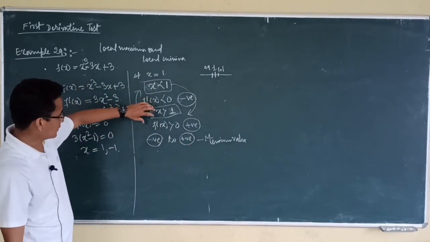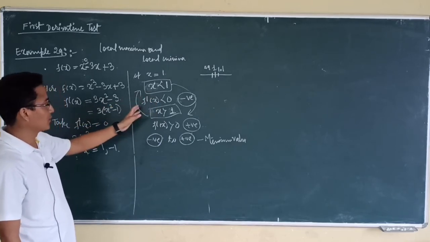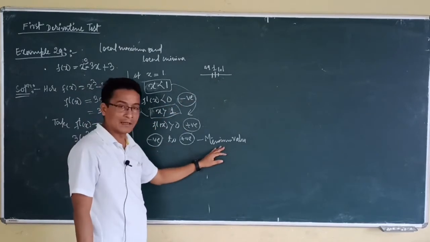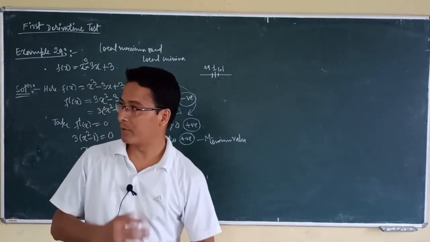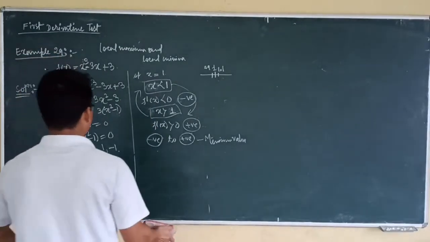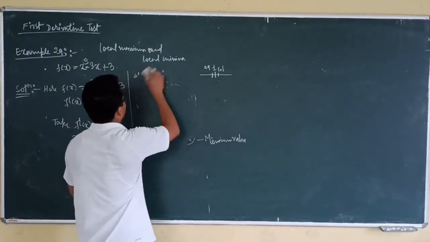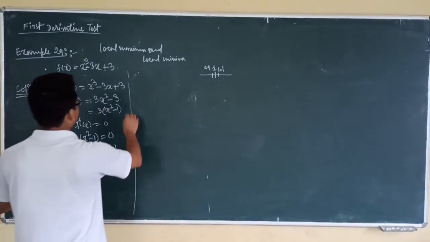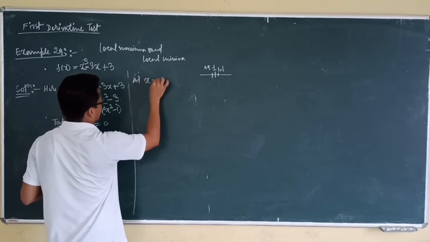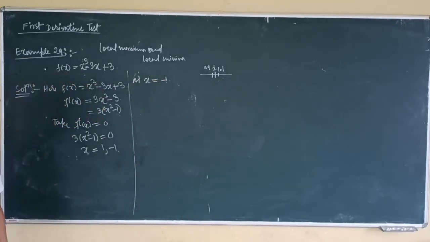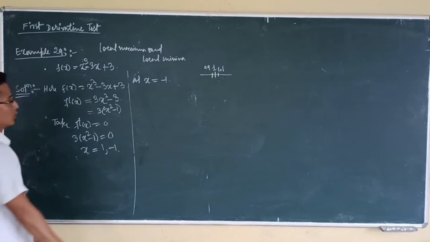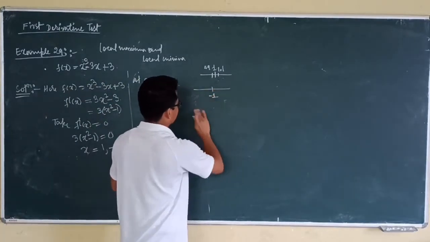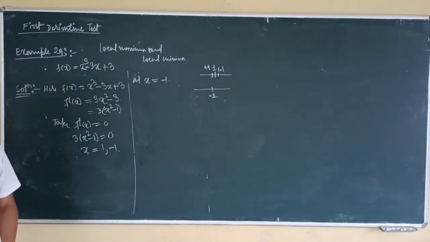Otherwise, don't take it jumbled. If you take this first and this second, then you will get another value. So you travel from left to right. Now we will see at x equal to minus 1, what value we will get. Minus 1 is our critical point.